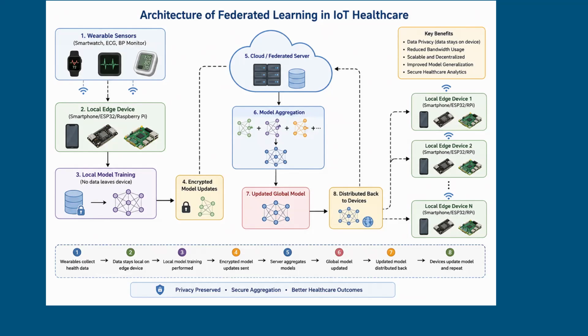Next, once global aggregation is completed, the updated global model is generated and redistributed back to all participating edge devices. Each device replaces its previous model with the newly updated version. The devices then continue training using newly collected healthcare data, and the process repeats continuously, allowing the model to improve over time.